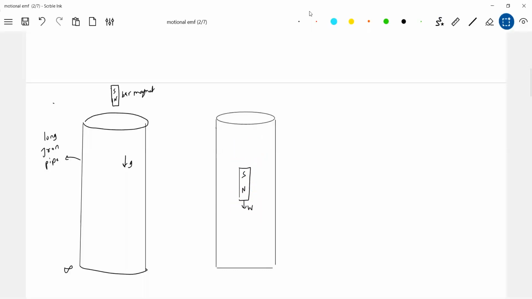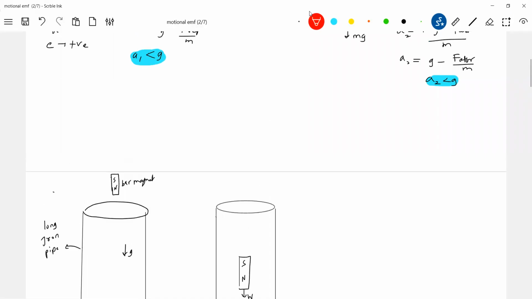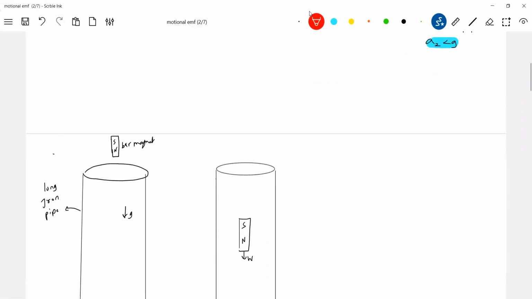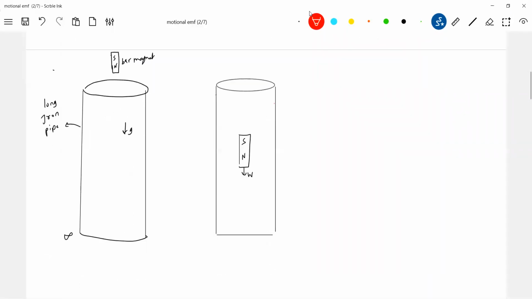Those rings which are above. So how will the direction of current be? Apply the same similar concept. How will the direction of current be? Anti-clockwise. Current in this part of the pipe, and then those rings which are below.